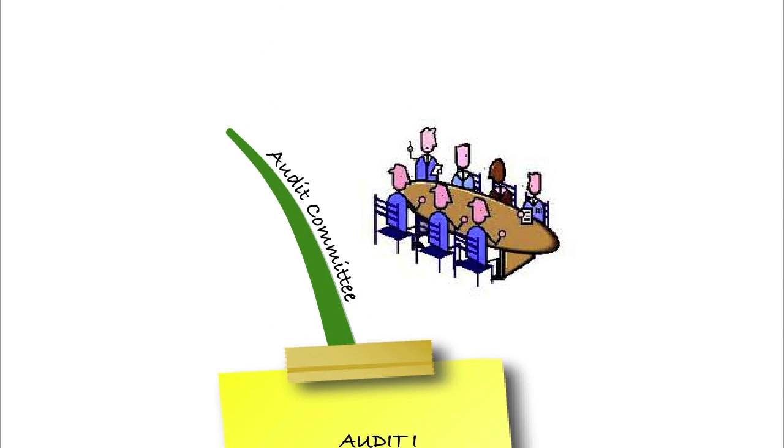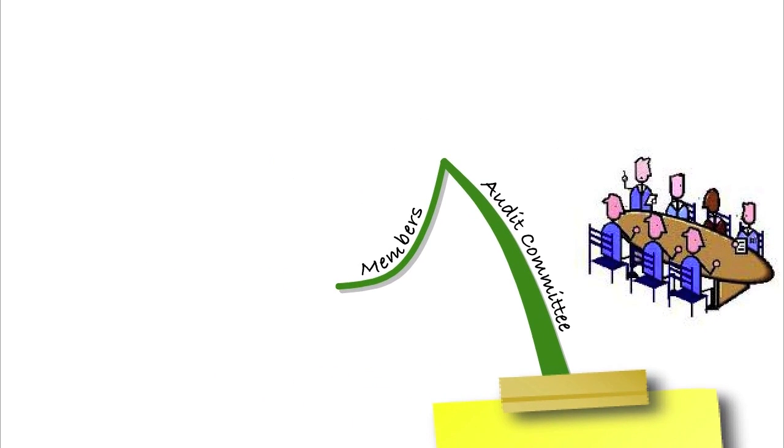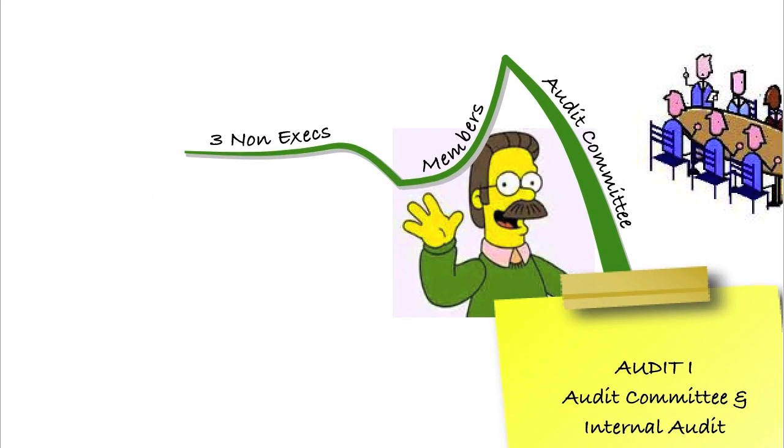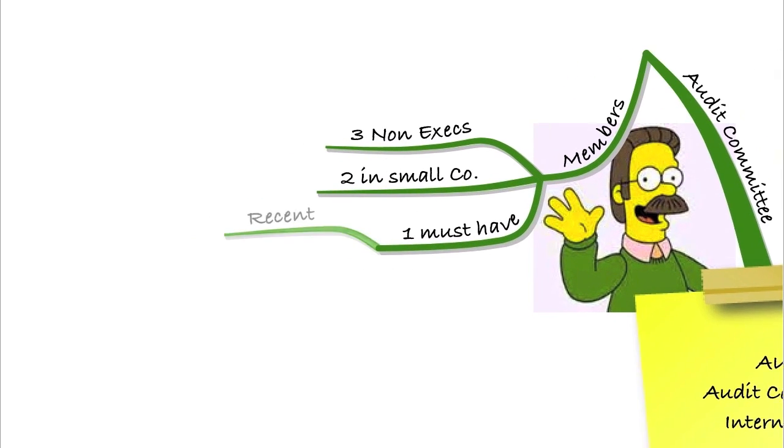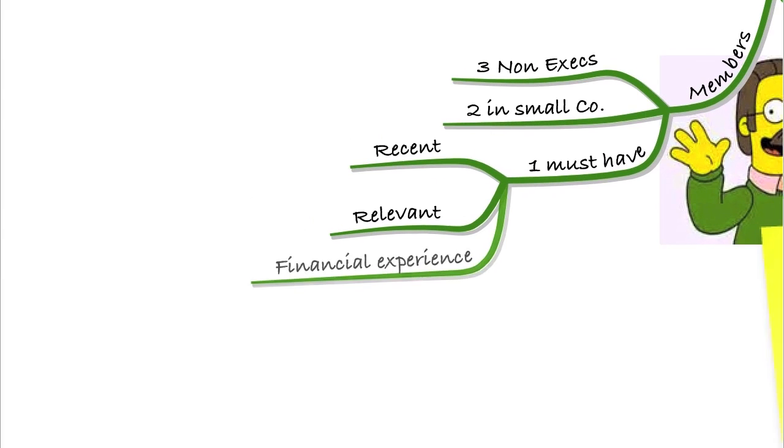So first things first, we need to think about who makes up the Audit Committee within an organisation. So the members of an Audit Committee will be at least 3 non-executives. So we want the Audit Committee primarily to be non-executives, in fact to be fully made up of non-executives. In a small company we could have 2 non-executives. But in a larger company, we need it to be made up of all non-executives, at least 3 of them, and also one of those must have recent, relevant financial experience.